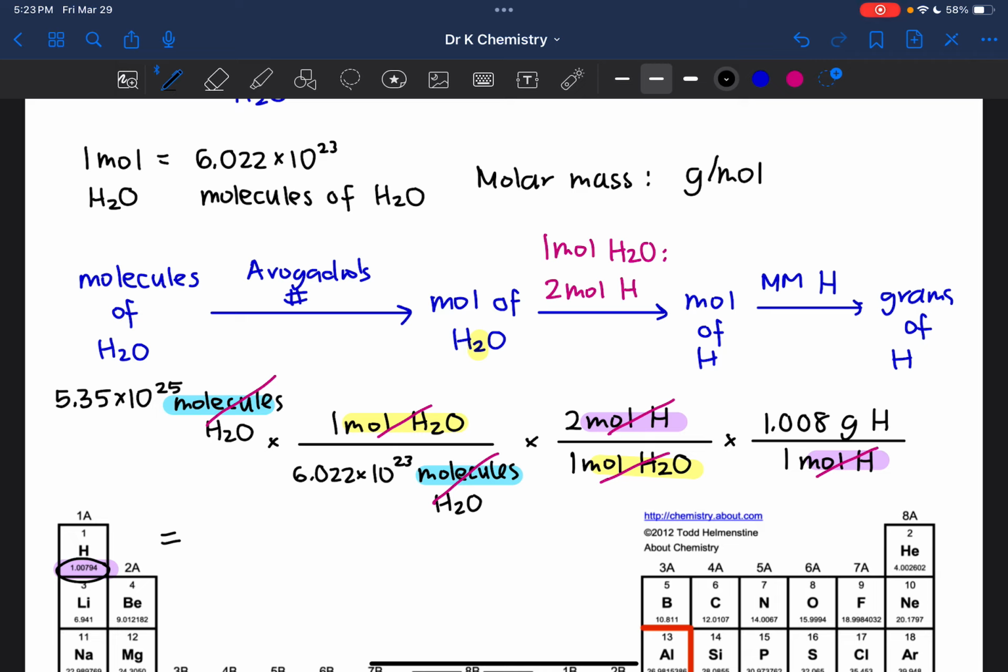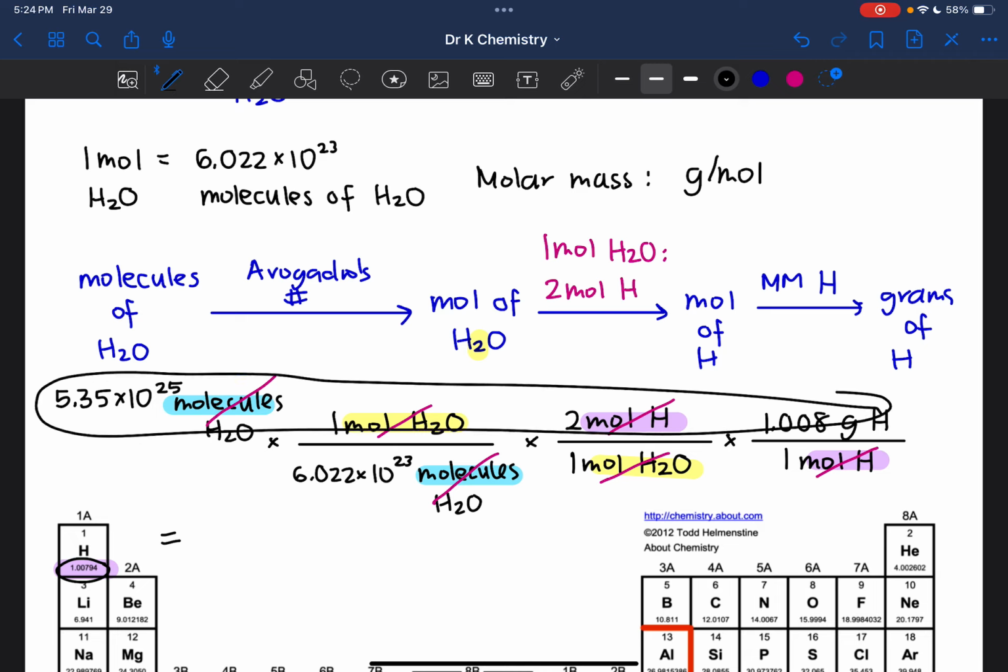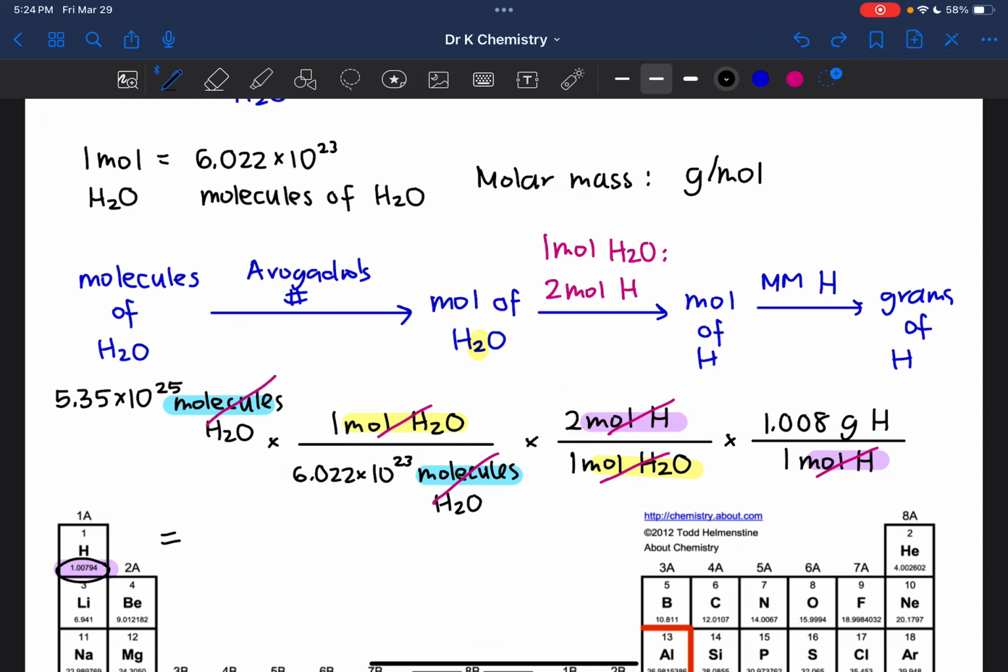And now we can just plug all of that in. So everything in the numerator gets multiplied and you're dividing by the denominator. Keep in mind when you plug this into the calculator to keep the exponent and everything in parentheses in the denominator to make sure it's plugged in correctly. Okay, I am getting 179 grams of hydrogen. And that is all.